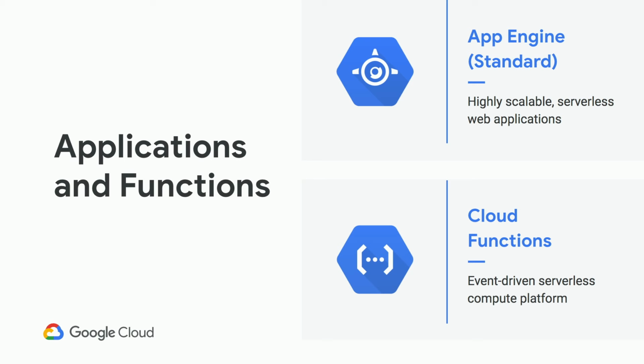Now, in terms of functions, we are going to be talking mainly about Cloud Functions, which is a way to develop on our event-driven serverless compute platform. And you might ask yourself when we should choose between App Engine and Cloud Functions, but don't worry about that. We'll give you some tips to help you make the right decision and some example use cases for both.